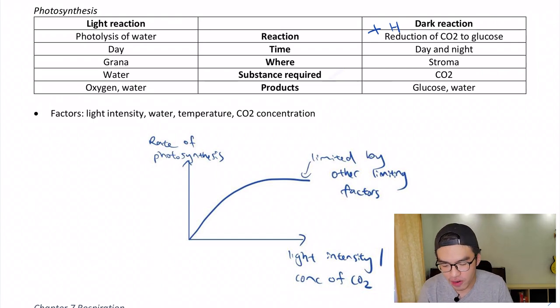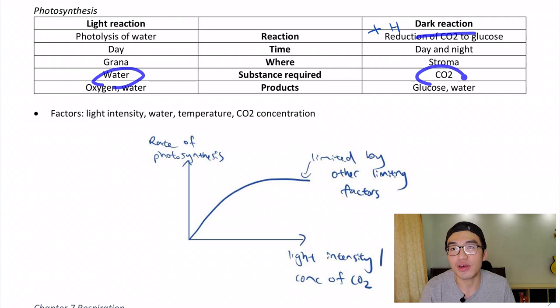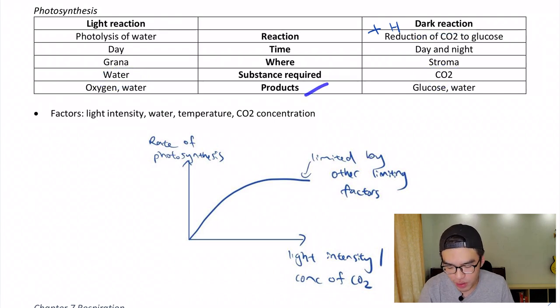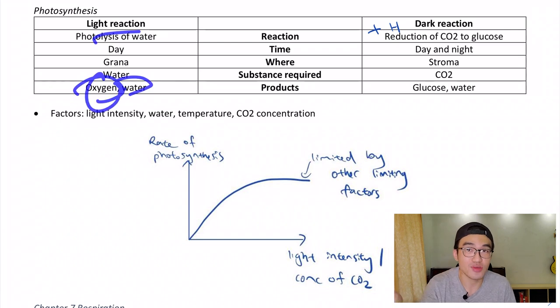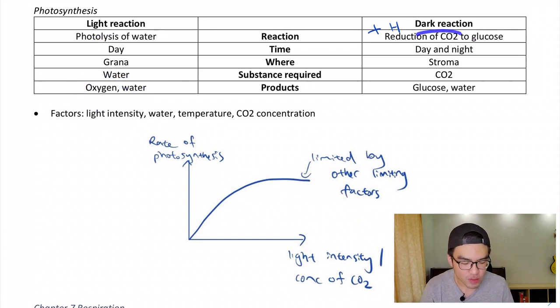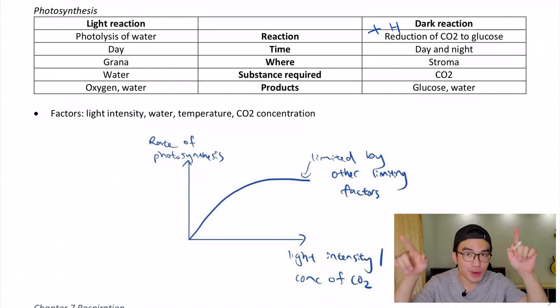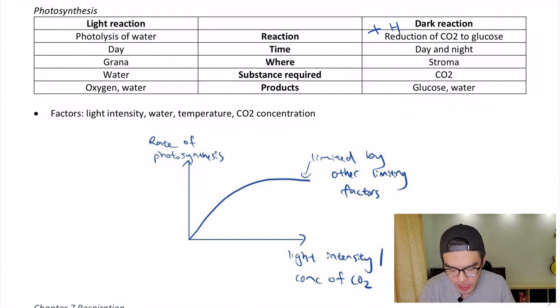Substance required: for the light reaction, since you are breaking up water, of course we are going to need water. Dark reaction, you need carbon dioxide. And of course, what do they produce? Light reaction will produce oxygen and water, which this oxygen will release into the air. Dark reaction, they will produce glucose and water. Alright, so make sure you know the complete reaction for photosynthesis.